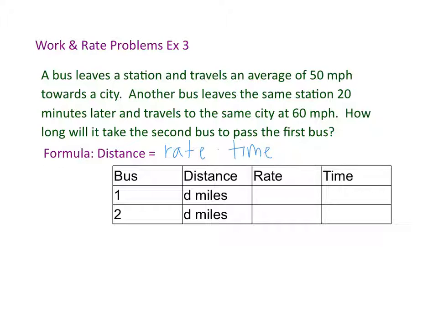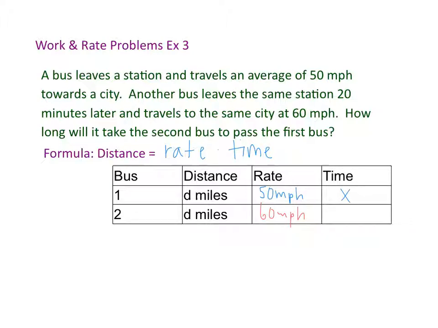Let's look at the chart below to help us figure out this problem. Bus 1 travels a distance of d miles at a rate of 50 miles per hour. And it travels the amount of time of, we are going to say x minutes. We don't know exactly, so we're going to call it x. Bus 2 travels a distance of d miles and is going at a rate of 60 miles per hour. And we don't know the total amount of time it will take. That's what we need to figure out.